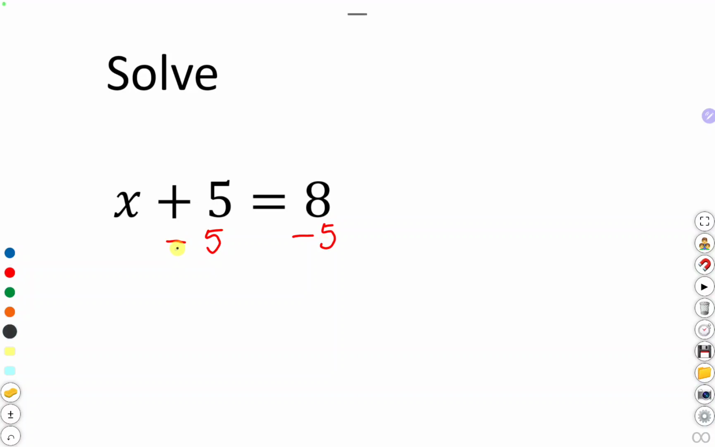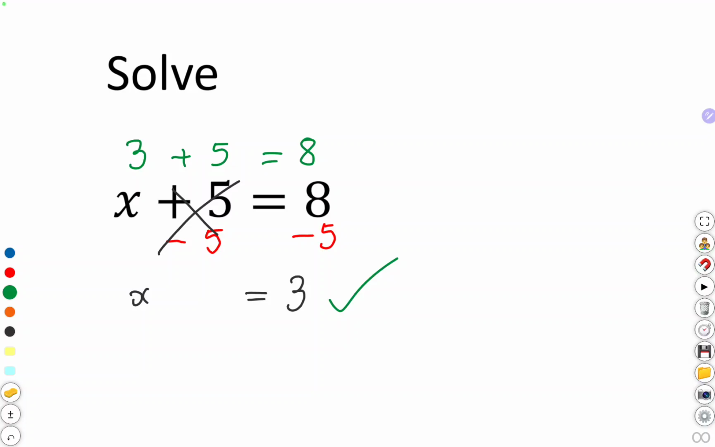Now that's going to cancel out. So now I'm left with x equals 8 minus 5 equals 3. Now let me check my answer, because this is the proper example now. I think that x is 3, so I can do 3 plus 5, and does that equal 8? It does indeed, so I know that I am correct.